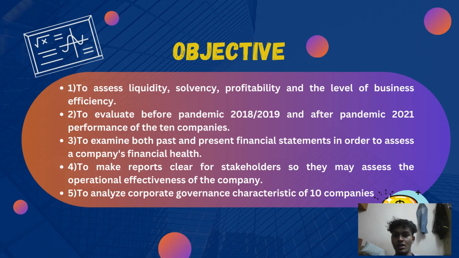Our objective is, first, to assess liquidity, solvency, profitability, and the level of business efficiency. Second, to evaluate the performance of the 10 companies before the pandemic, 2018-2019, and after the pandemic, 2021. Third, to examine both past and present financial statements in order to assess a company's financial health. Fourth, to make reports clear for stakeholders so they may assess the operational effectiveness of the company. And lastly, to analyze corporate governance characteristics of the 10 companies.